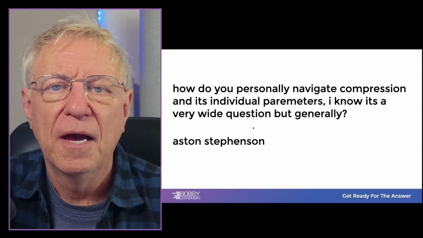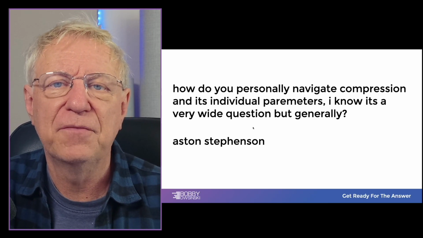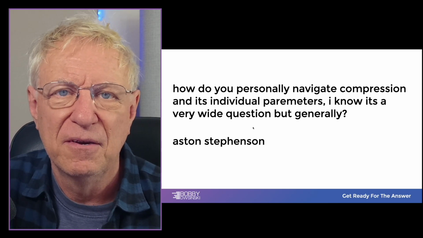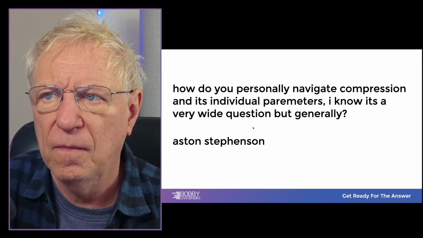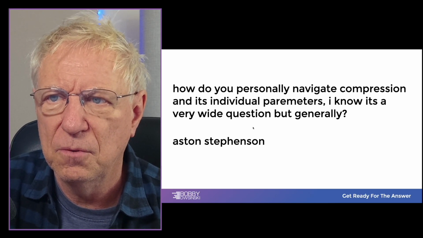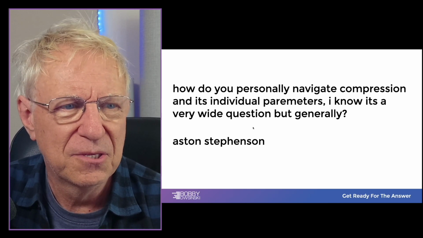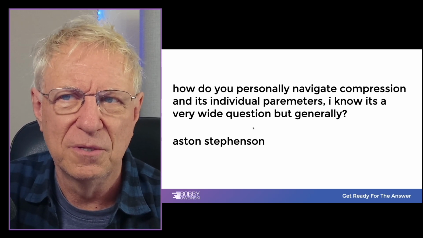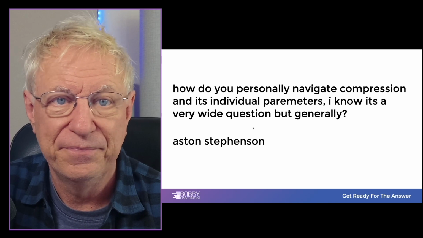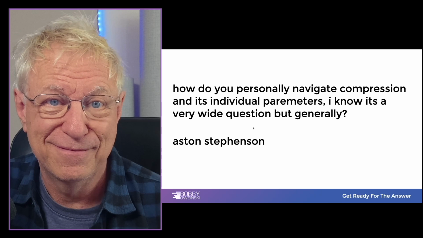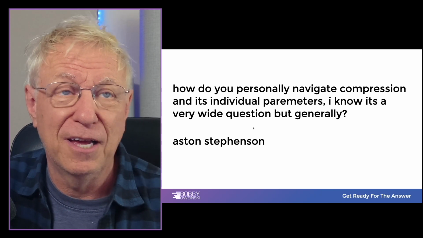Okay. How do you personally navigate compression and its individual parameters? I know it's a very wide question. Well, when you say navigate compression, just think of it like this. There's only a few reasons why we would want to use compression to begin with. So it's not an automatic thing. Put it on. Does it need it or not?